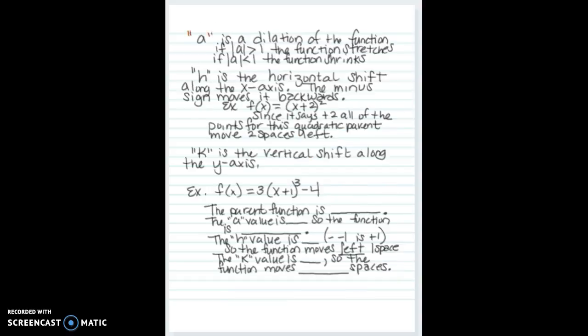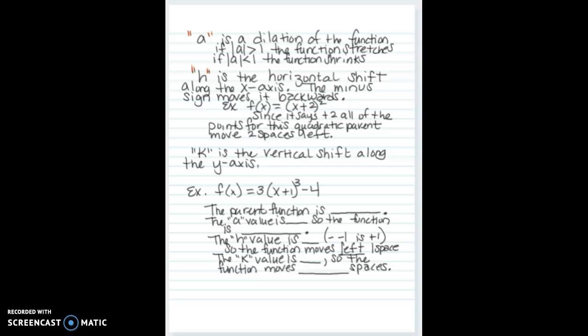If the a itself is a dilation of the function, if the absolute value of a is greater than 1, then the function stretches, so it gets skinnier or taller. If the absolute value of a is less than 1, then the function shrinks. It gets wider. It gets broader.